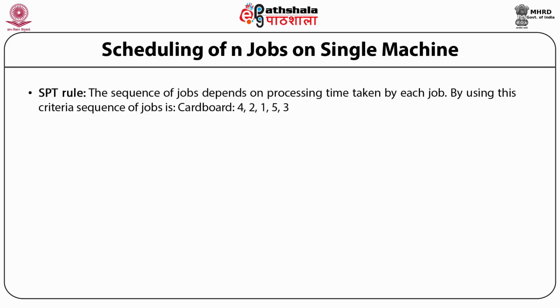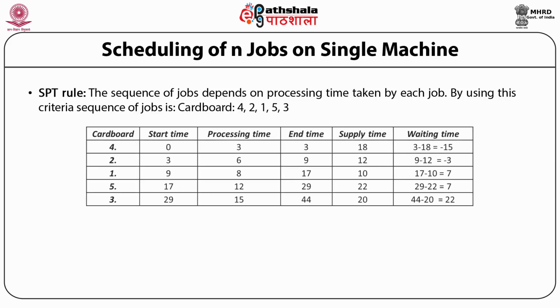SPT rule. The sequence of jobs depends upon the processing time taken by each job. The job which takes the least time on the machine would enter the system first and then others would follow. By using this criteria, the sequence of jobs is cardboard 4, 2, 1, 5, 3. The table calculates the time a job has to wait before getting processed.